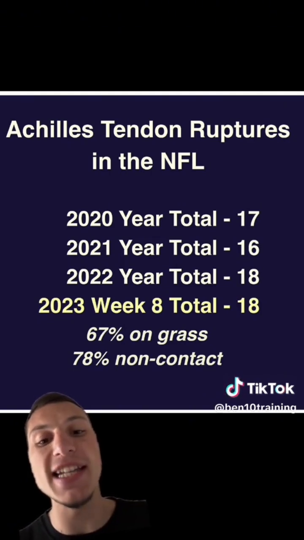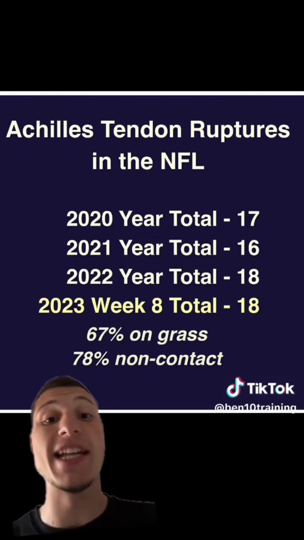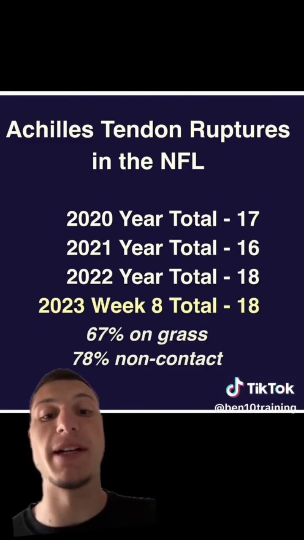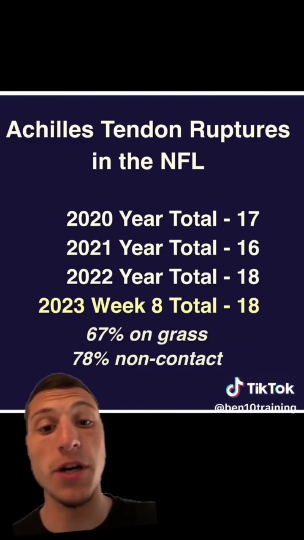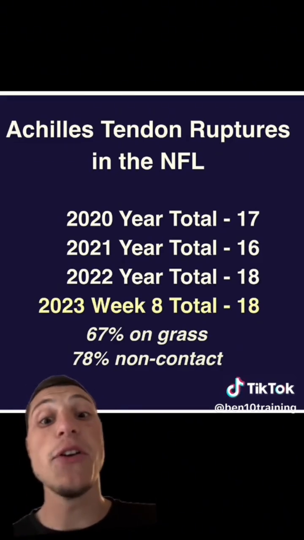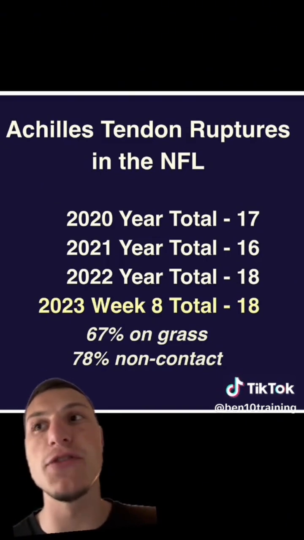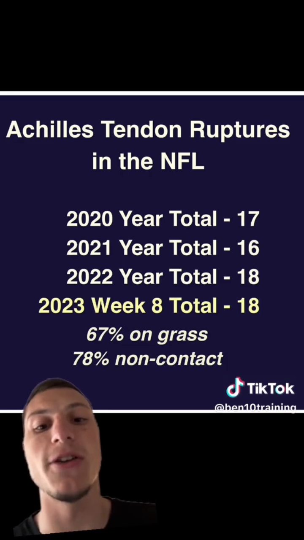67% of them on grass, and 78% of them are non-contact. And by the way, that's 67% with all 4 years combined. So based on what the data tells us, there are significantly more Achilles tears on grass than there is on turf. And there are 18 NFL teams that play on turf, so we're playing on turf more than grass, and the numbers still show that more tears are happening on grass.